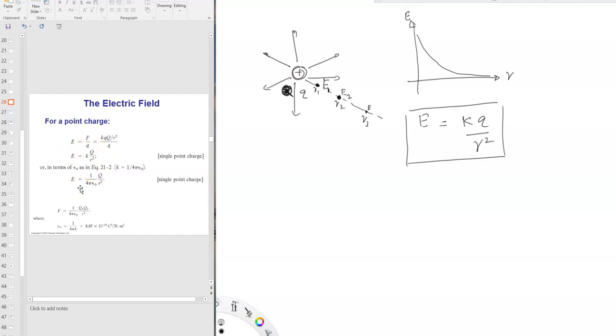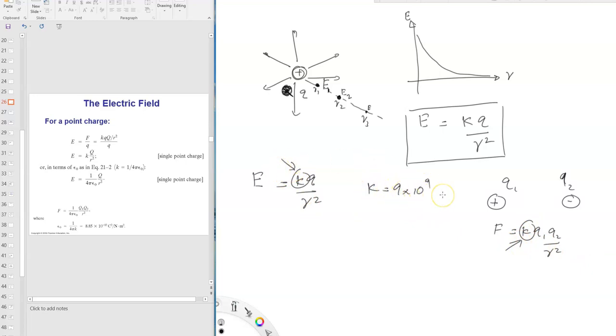Also, I think I kind of mentioned this the other day. E equals KQ over R squared. The force equation, if you have two charges, Q1, Q2, we write force equals K Q1 Q2 over R squared. This constant K, which is the Coulomb constant, so right here, 9 times 10 to the 9.